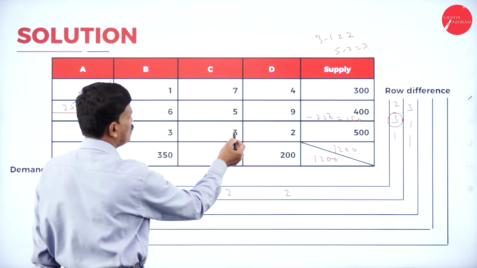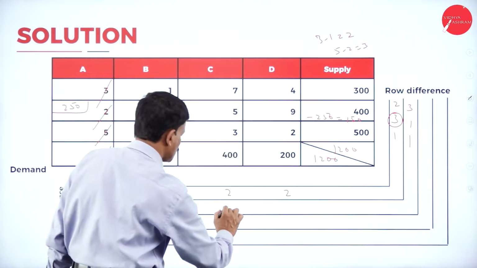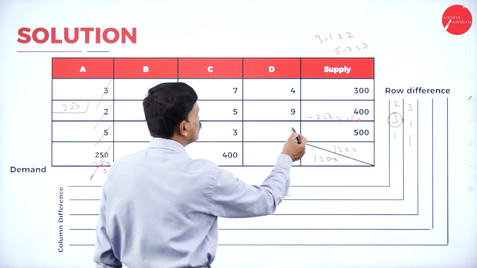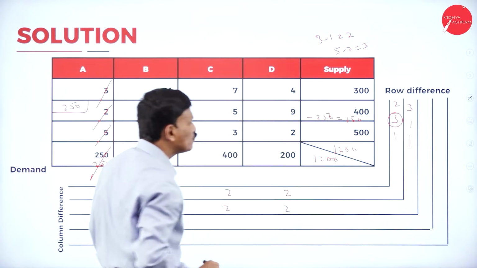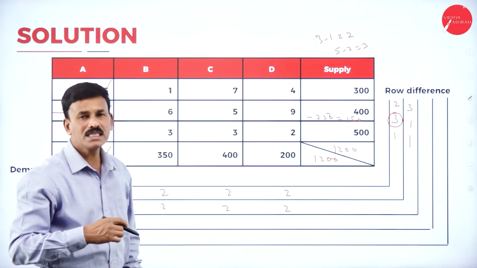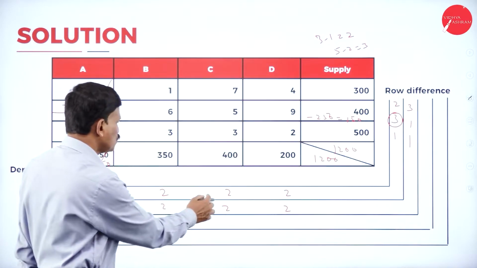Here the least value is 3. Next is 5. 5 minus 3 is equal to 2. Again here the least value is 2, and the next least value is 4. 4 minus 2 is equal to 2. Now just identify the maximum penalty. So here 2 is the maximum.